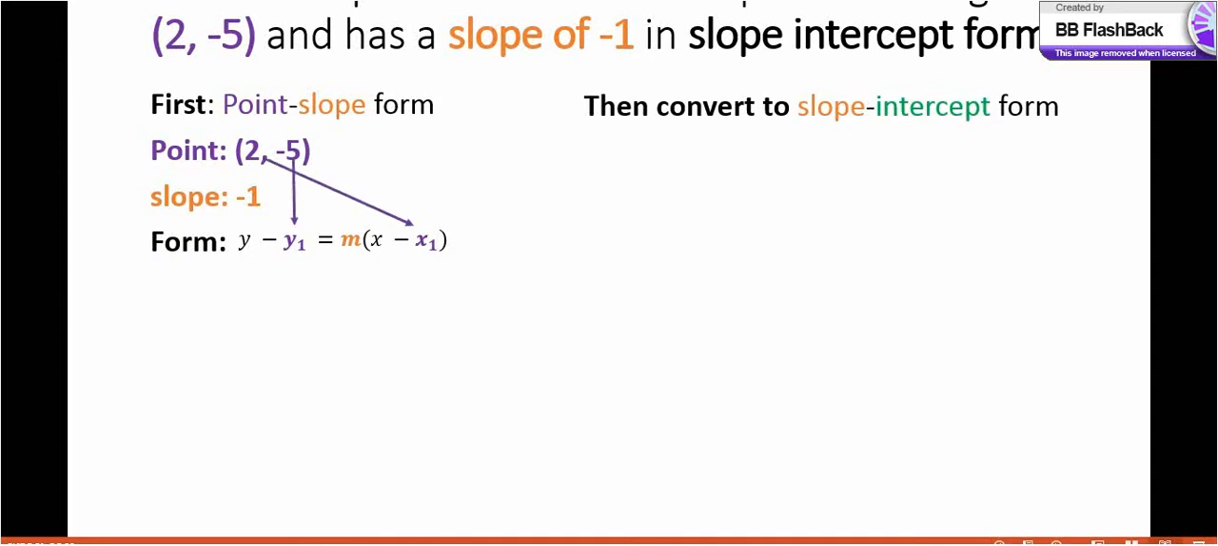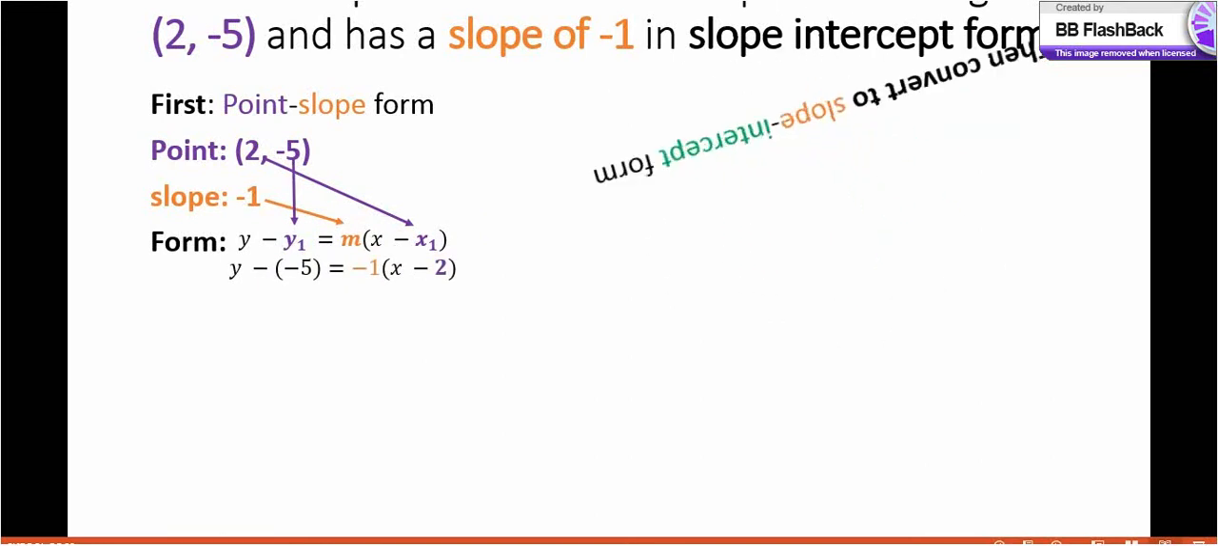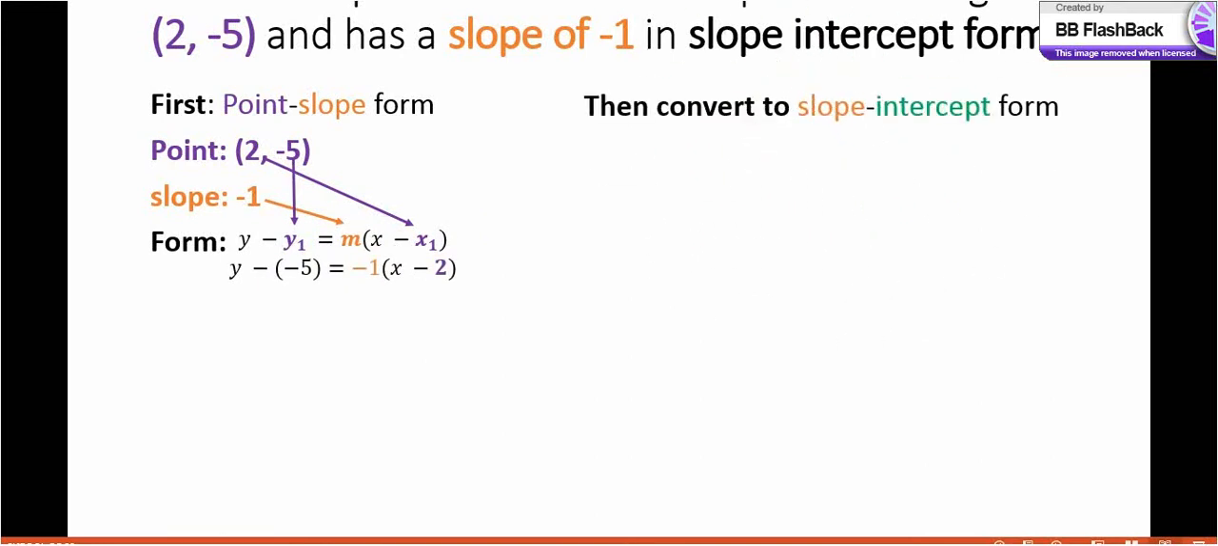So now what I'm going to do is substitute the values that I have into point-slope form. The -5 is going to go where y1 used to go, and the 2 is going to go in x1. The -1 for the slope is going to replace the m. Got it in point-slope form.